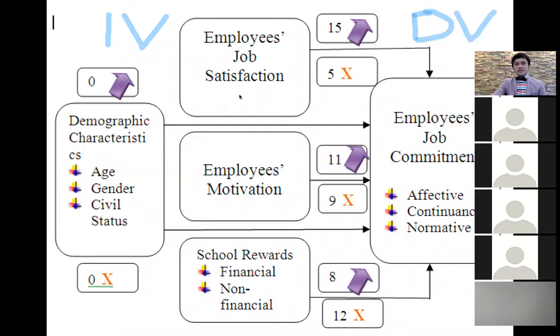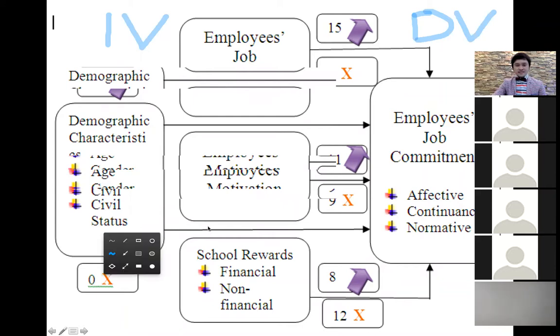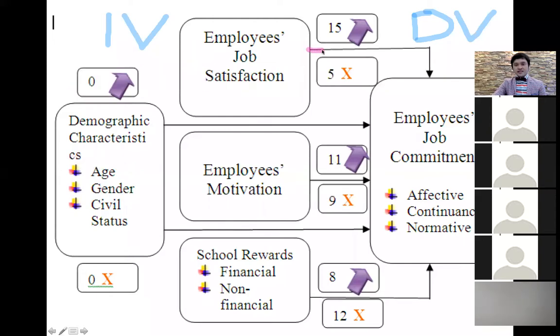So now you know that this is your IV and this is your DV. So the first thing that you need to understand is the line. Take note of the line. May nakikita ba kayong line? Oo. Yung line na yan, if I will amplify that, this is the line connecting employees' job satisfaction, arrowhead to your employees' job commitment.